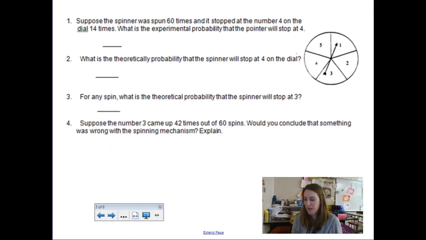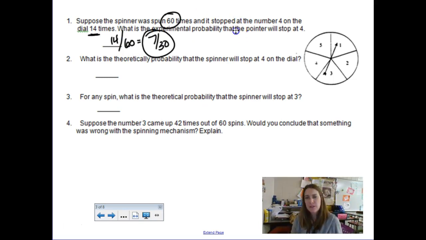All right, this next part. Suppose the spinner was spun 60 times, so 60 trials, and it stopped on the number 4 14 times. What's the experimental probability that it will stop on 4? Well, that's asking what actually happened. So 14 out of 60 times, which does reduce to 7 over 30. I like reduced fractions for probability.